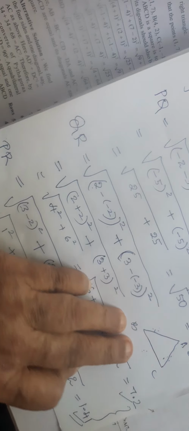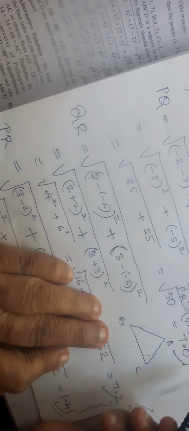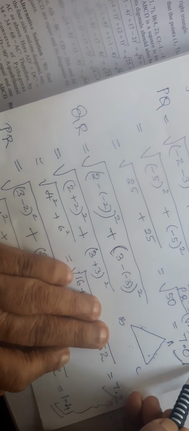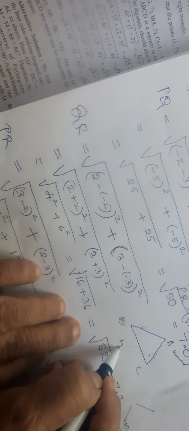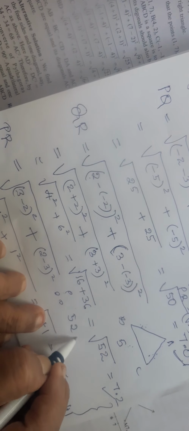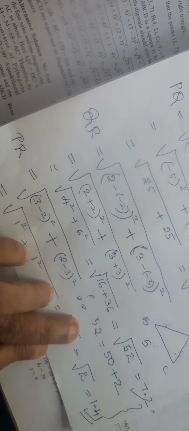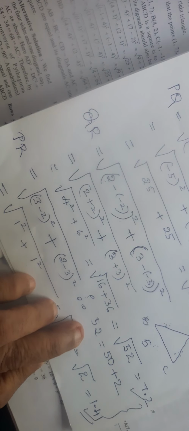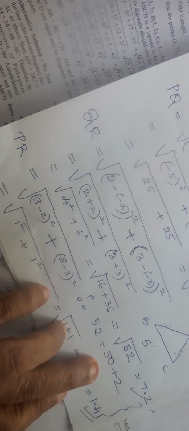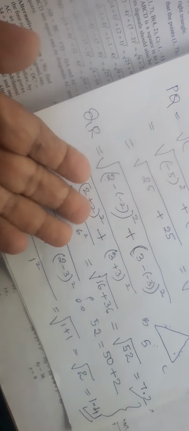See now what happens, you have taken the squares of all the three sides, and if you add now, this 52 will be equal to 50 plus 2. Therefore 52 is equal to 50 plus 2. And what is 52? It is the square of root 52. What is 50? It is the square of root 50. We have just now seen here.